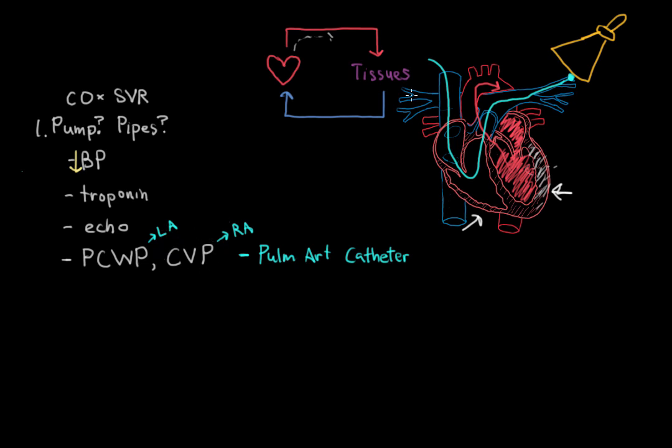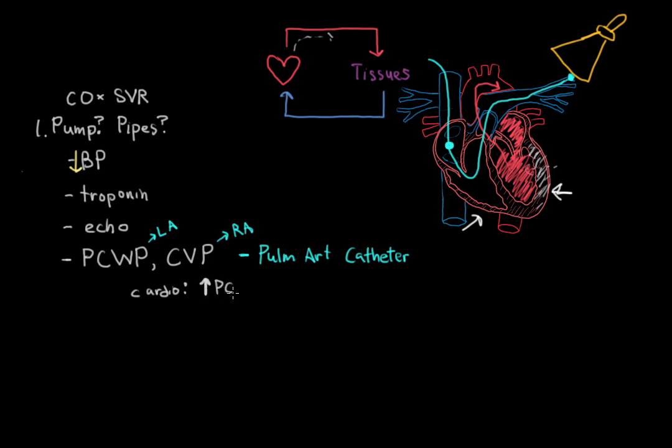CVP, central venous pressure, here's the central vein. So there's actually another part of the catheter, the pulmonary artery catheter, that has a probe that senses the pressure in the right side of the heart. So using a pulmonary artery catheter, you can get an indication of the different pressures of the heart. And as I said, this can help you figure out what's going on and can help you distinguish the type of shock.